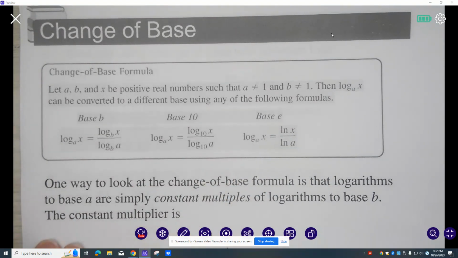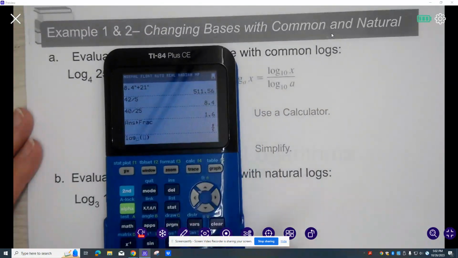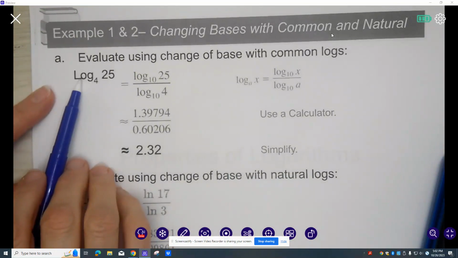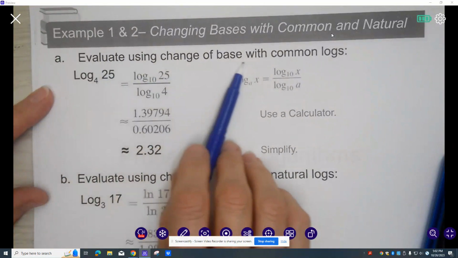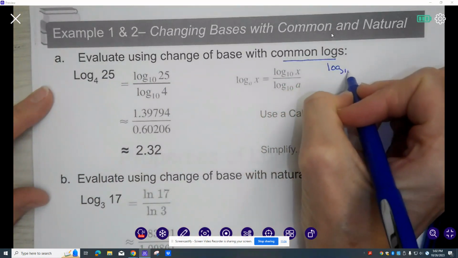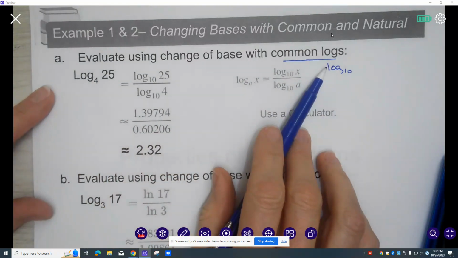So let's see what these look like in your calculator. I didn't want all these answers to be here, so I'm going to cover these up, and we're going to do this in the calculator. I'll rewrite it also. Common logs are logs with base 10. So this says evaluate using change of base with common logs.